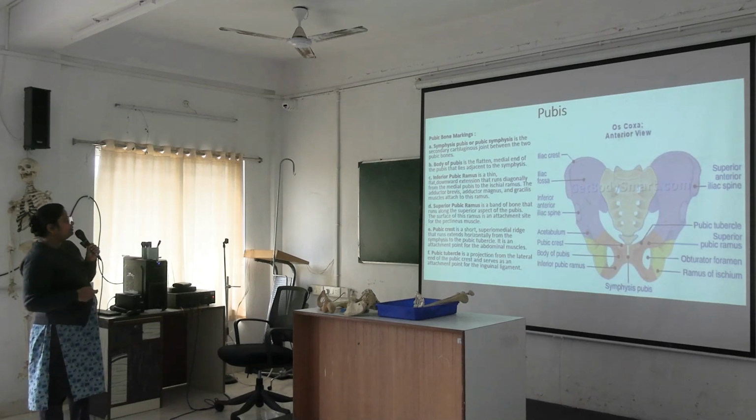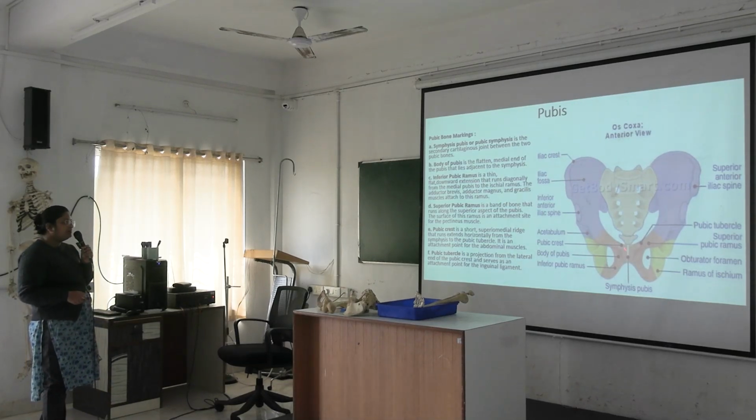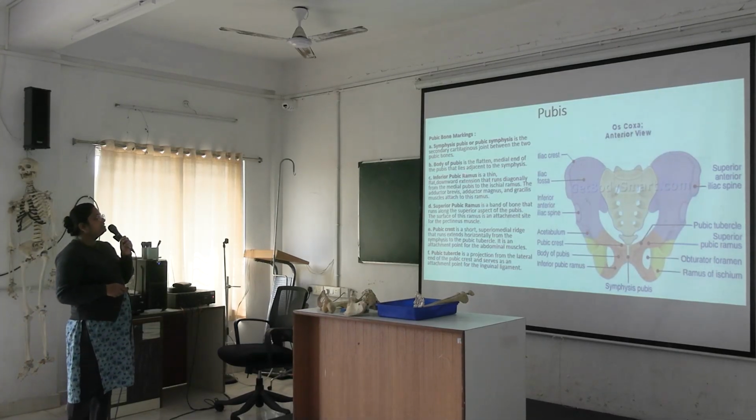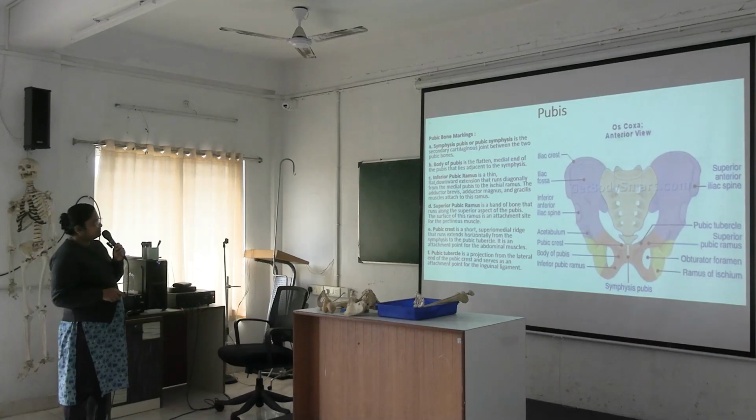And the body of the pubis is flattened. See, this part is the body of the pubis. It is flattened anteroposteriorly, and the medial end of the pubis lies adjacent to the symphysis pubis. It is the medial border of the two bones forming the symphysis pubis.